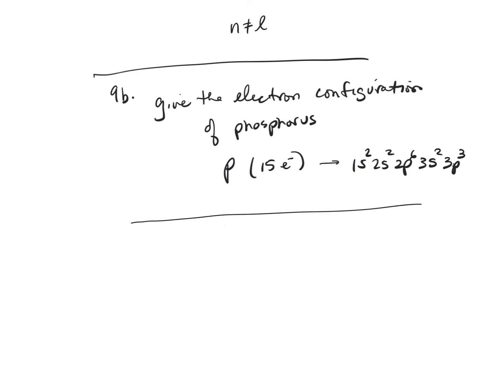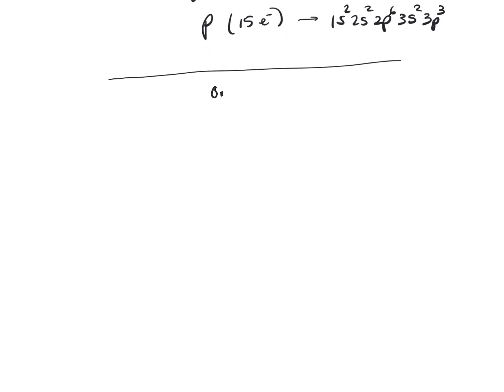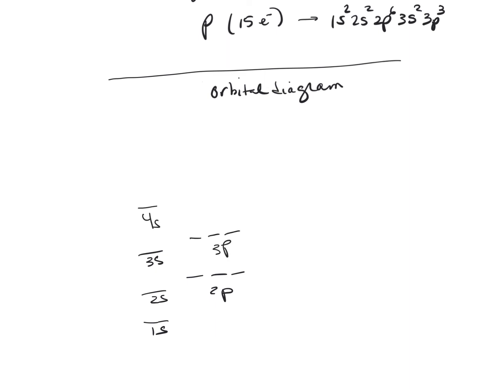That's the electron configuration, but let's go ahead and draw the orbital diagram for this one as well. So the orbital diagram is the one that has the energy levels. So you start with 1s, then 2s, 2p, 3s, 3p, 4s, 3d, and then there's 4p and so on. We don't need that many here. So we've got a total of 15 electrons.